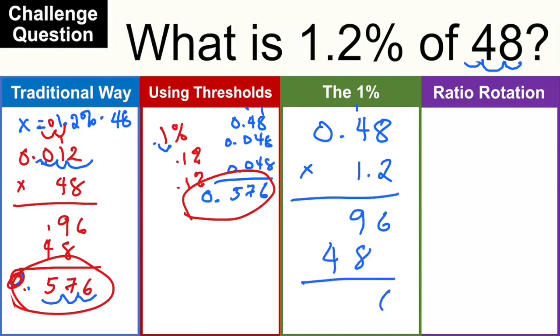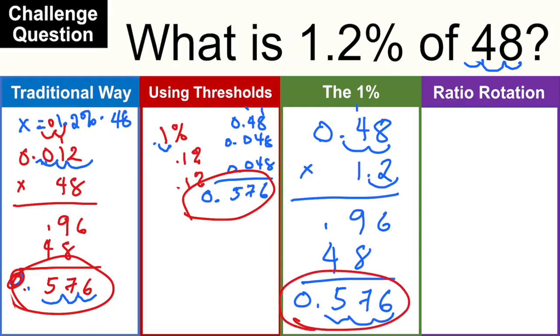So, i-add rin natin siya. 6, 7, and then may carry tayo doon. 5, 7, 6. And then, ang decimal place natin, you have 1, 2, and 3. So, 1, 2, 3. The answer is still 0.576. Pareho lang din. Okay? Now, try natin yung ratio rotation.